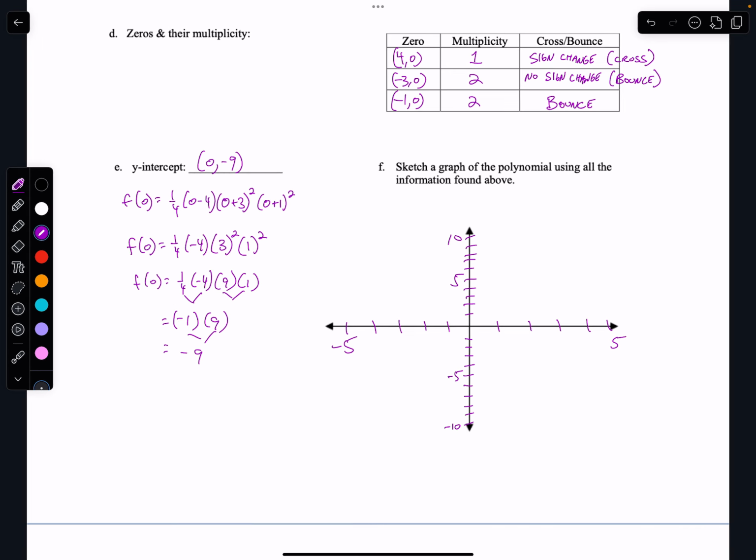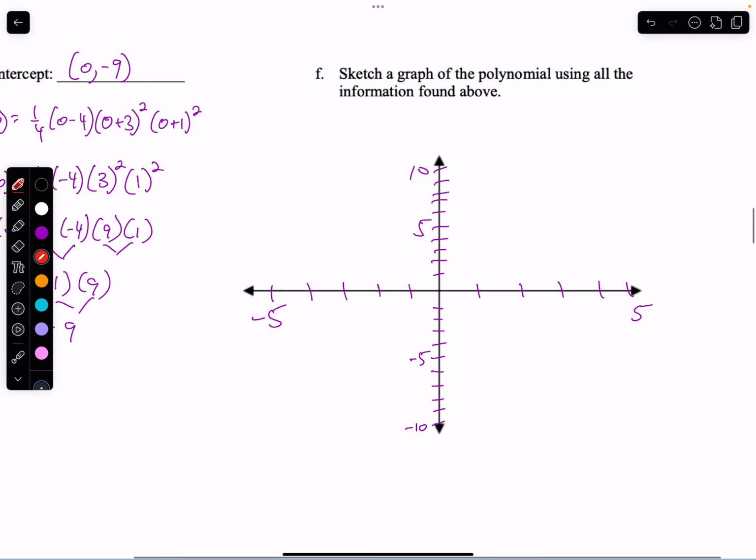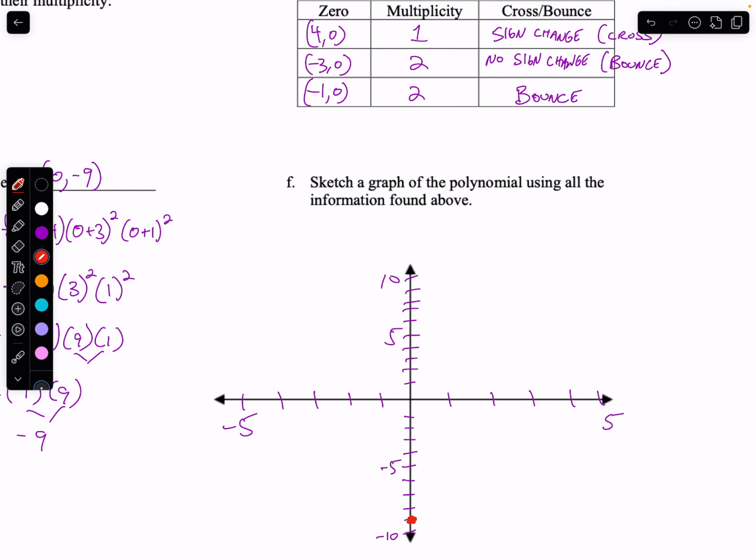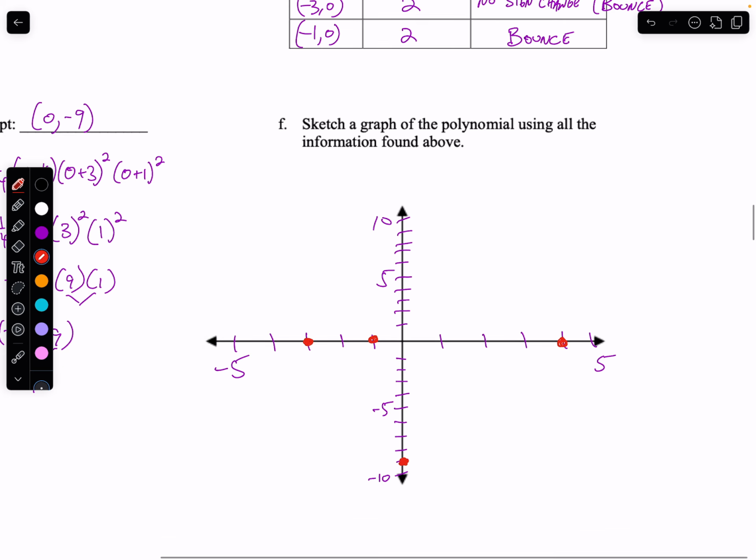All right, so let's start graphing what we have in red. We have a y-intercept of 0, -9. That's just nice to have. It's kind of like an extra point to hit when you sketch your curve. So since it's easy to do, we just go ahead and figure it out. Then we have the zeros 4, 0, -3, 0, and -1, 0. So that's where it's going to touch or cross.